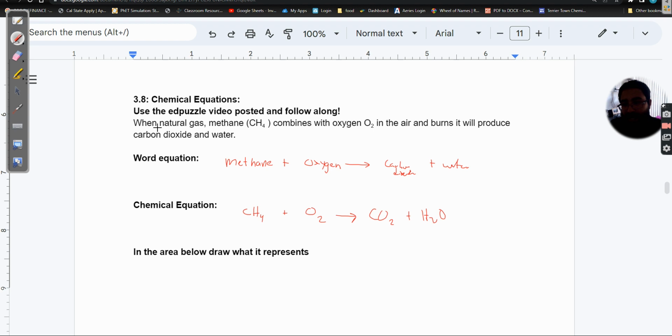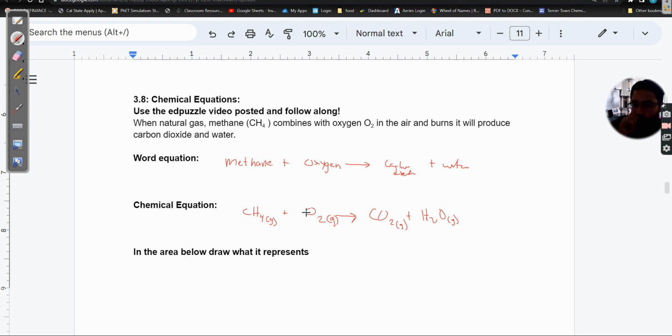When natural gas is a state of matter, we put a G, and it combines with oxygen in the air, so it's telling you it's a gas, and burns, it will produce carbon dioxide and water. Water can be a vapor or a liquid. You don't really know. You can say liquid, but if you knew that this was super hot, because you're burning something, it's most likely going to make a gas. But if you wrote liquid, that's okay. And then CO2, that's gas as well.